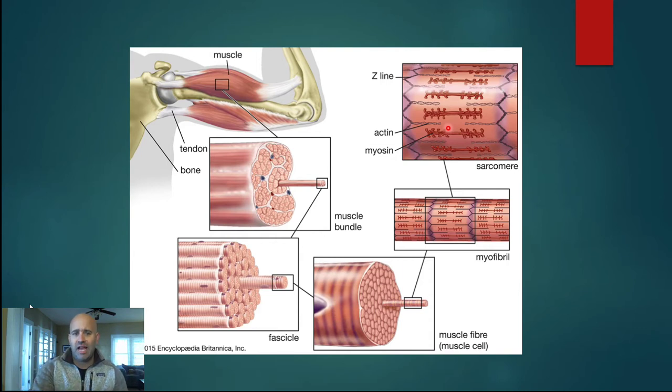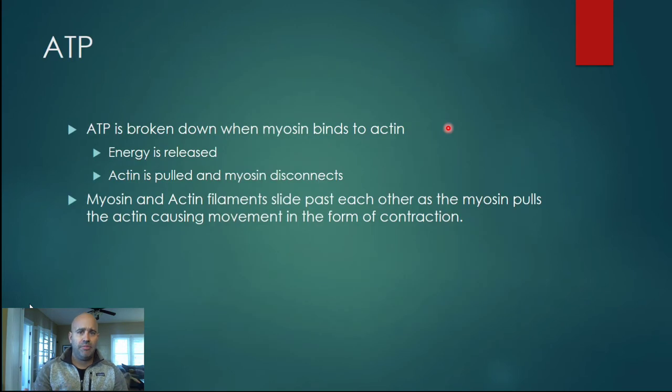Now, how does this happen? Well, as we know, ATP from the previous lecture, previous video, is your energy currency. That's your potential energy within your body. So when the muscle cell receives a signal to shorten and to contract, ATP binds to that myosin.